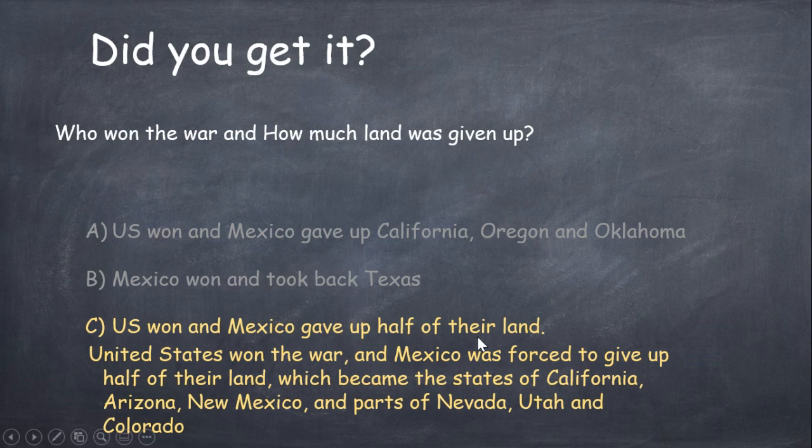So be careful on this one on the test, guys. This is true. This is not true. And the reason why this one is not true is because Mexico never had control of Oregon and they never had control of Oklahoma. So they only gave up California, but they did not have control of these other two. So be careful on that one.